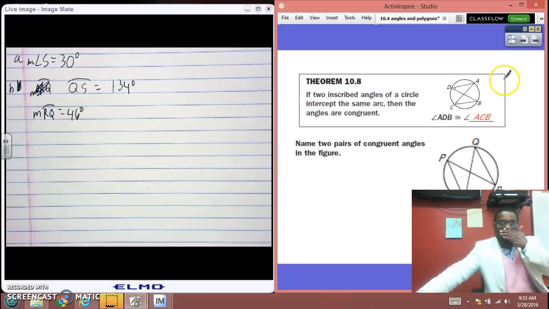Moving on. The next theorem says if you've got two inscribed angles of a circle that intercept the same arc, then the angles are congruent. Notice that ADB and ACB both have the same endpoints of that arc right there. That means that these two angles, D and C right here, are congruent. So it's just that simple.